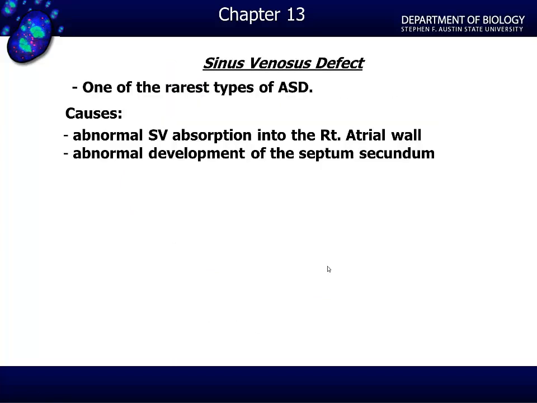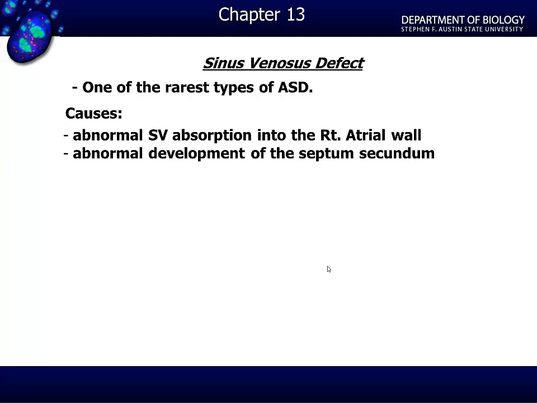Now, sinus venosus defect. This is going to be one of the rarest, if not the rarest, type of atrial septal defect. And with this, we have a lot of correlation. We don't have necessarily a lot of cause and effect. But certainly we know that we have abnormal absorption of the sinus venosus into the right atrial wall. Remember, this is where pacemaker activity is. So I'm not exactly sure how that's going to affect the rate and the pace of the heart, but it certainly isn't going to help.